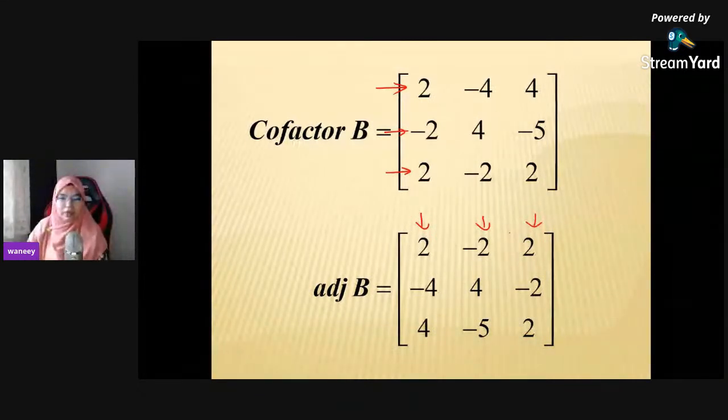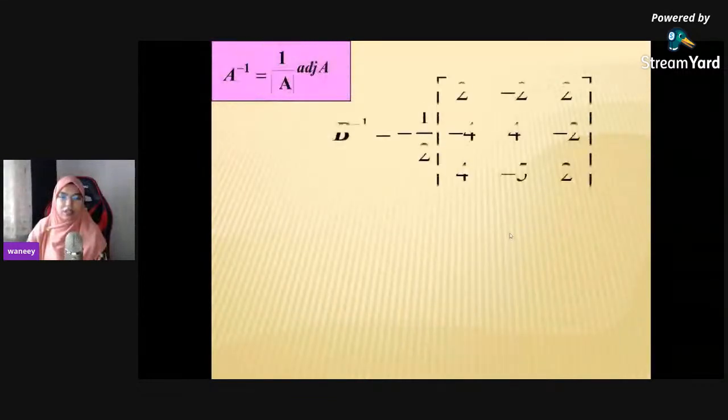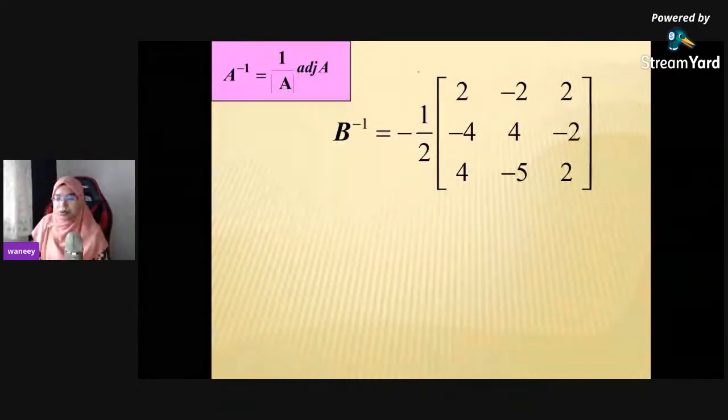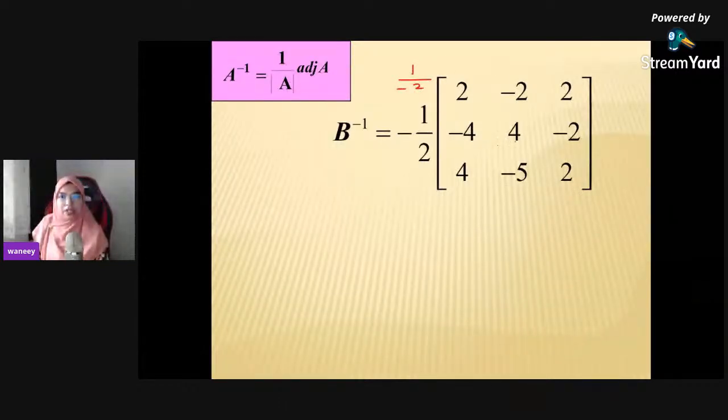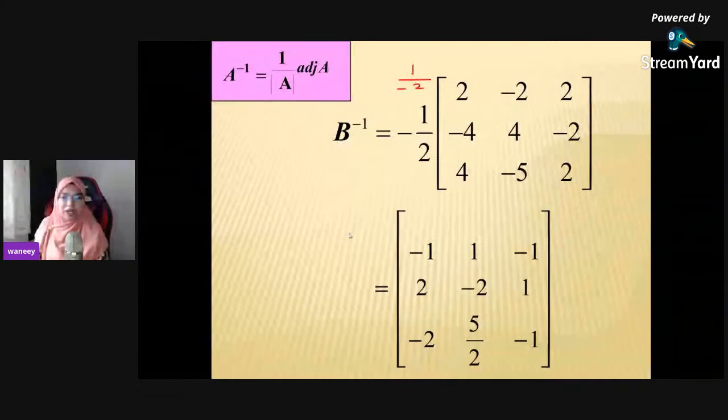And then to calculate the inverse, the inverse is simply 1 over determinant of A times the adjoint of A. The determinant we already calculated previously, which is negative 2, so it is 1 over negative 2 times the adjoint 2, negative 2, 2, negative 4, 4, negative 2, 4, negative 5 and 2. So that means the inverse of the matrix is negative 1, 1, negative 1, 2, negative 2, 1, negative 2, 5 over 2, negative 1.